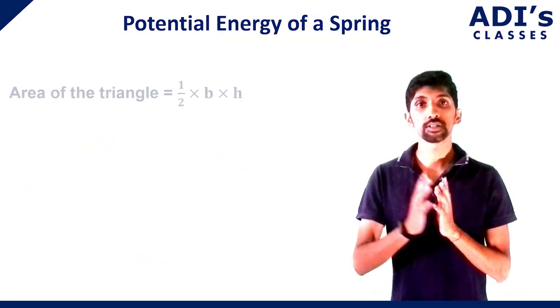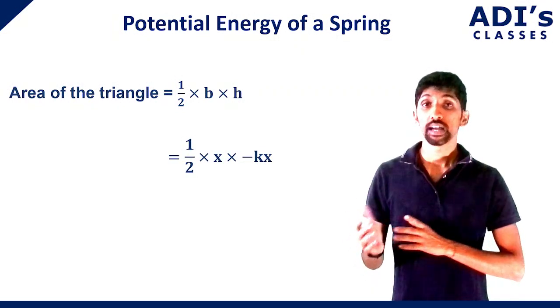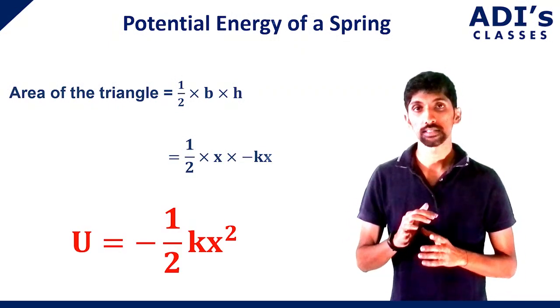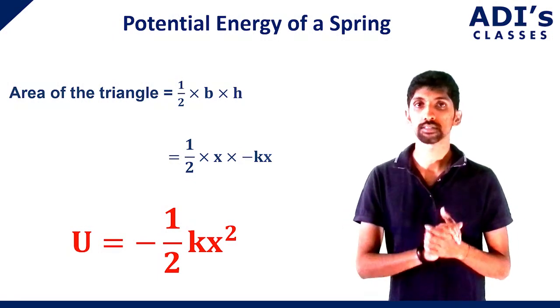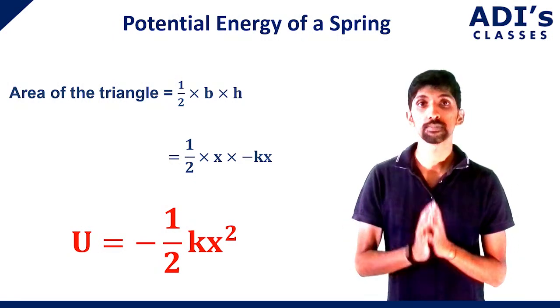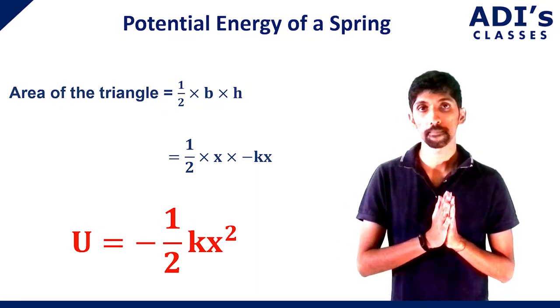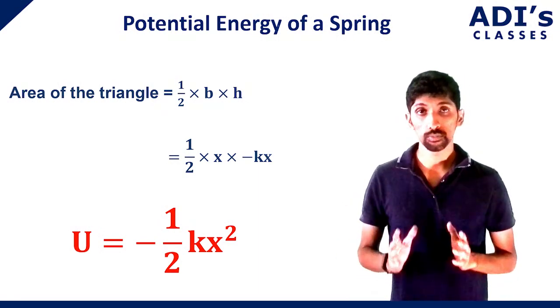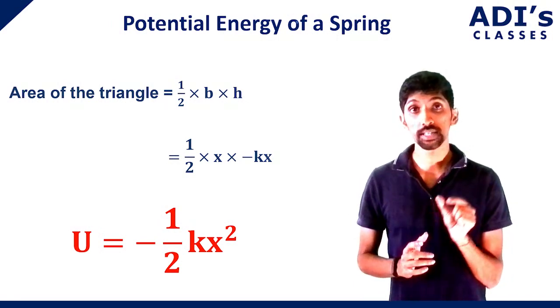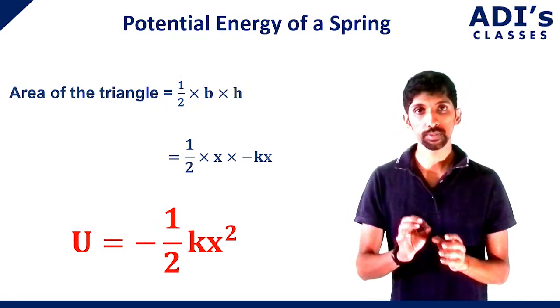What is the area of the triangle? Half base into height. So we have half x into minus kx, which gives minus half kx square. So the potential energy of a compressed spring is negative half into kx square. So you understood the potential energy of a compressed spring. In the next video, you will see certain problems based on this formula.